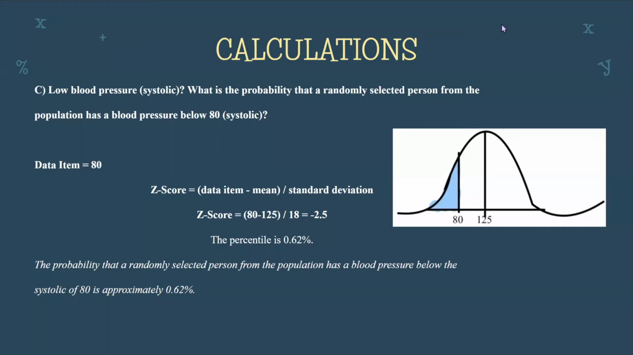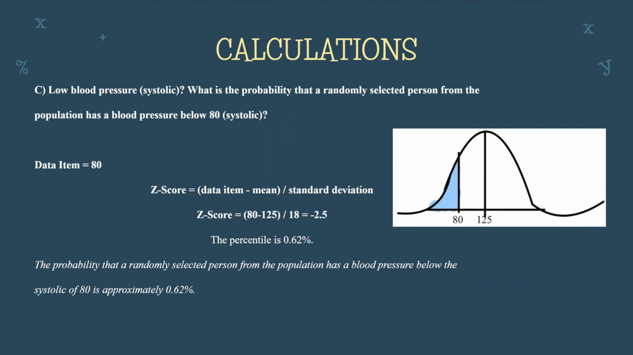Hi, my name is Evelyn, and for C, we're going to find the probability that a randomly selected person from the population has a blood pressure below 80. So the data item would be 80, and to find the z-score, we use the formula data item minus mean divided by the standard deviation.